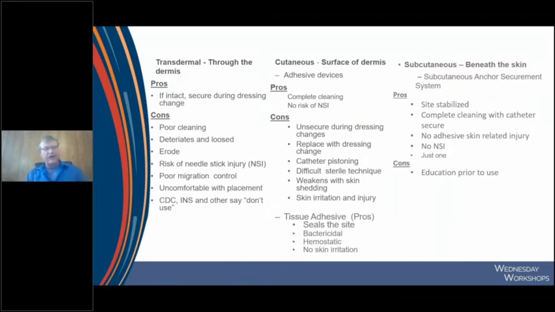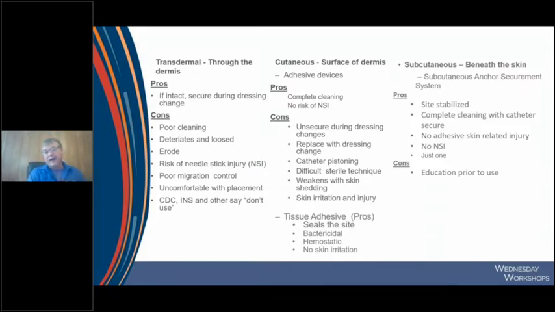So the pros and cons: transdermal. If the sutures are intact, it does attach to the patient. However, it doesn't really protect that insertion site from migration whenever you pull the dressing off. It's very difficult to clean underneath those devices that are sutured down. The sutures will deteriorate and loosen and even erode the skin over a period of time.